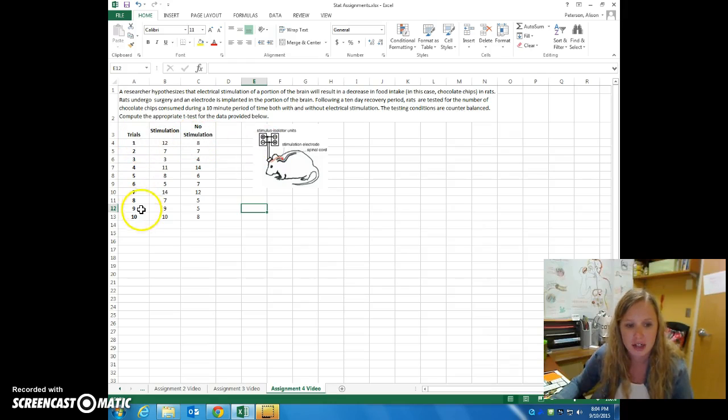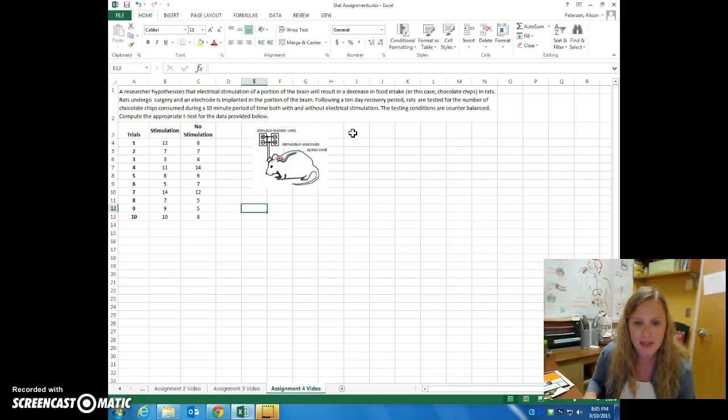You'll notice that they did 10 trials. They did some with stimulation and then some without stimulation. And so we need to write a hypothesis. It needs to be something like, if stimulation occurs in the rats, then when they're given food, in this case chocolate chips, the rats will eat less because the electrode causes the receptors to not work, whatever it may be. So you need to make sure that your hypothesis is an if, then, because statement. If something happens, then there will be a reaction or result because, and then explain.